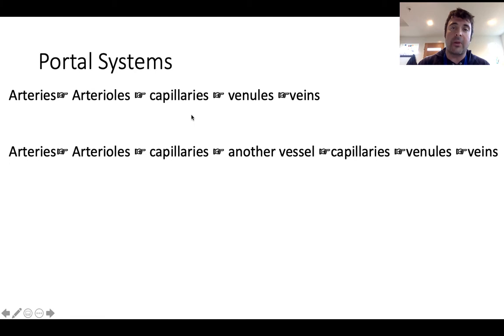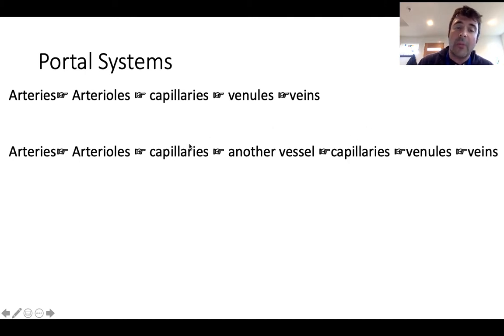Give me the capillaries, because I want you to know that that's the turnaround point and the point at which the arterial system interacts with the venous system. In a portal system, arteries branch into arterioles. Arterioles feed into capillaries. There's exchange at a tissue. Those capillaries then drain into another vessel. It could be a vein, it could be an arterial, but they drain into another vessel where they are taken to another set of capillaries in a different part of the body.